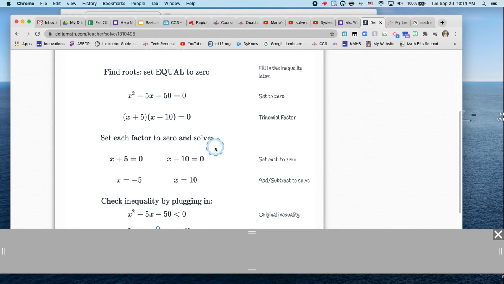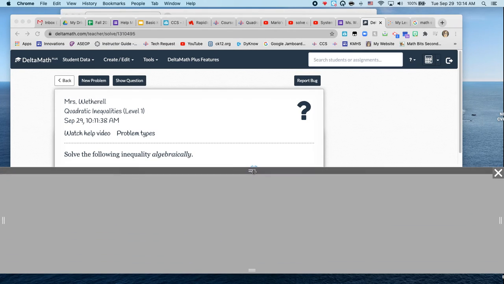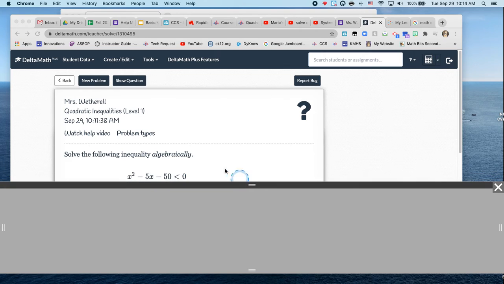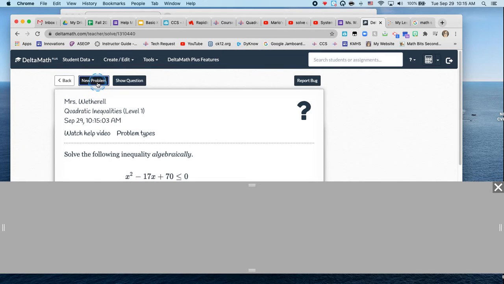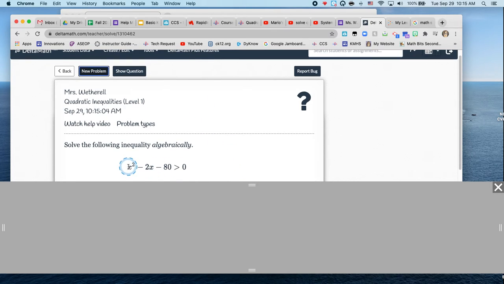I'm going to do one more here with you. So let's try another one. I'm going to get one that has a greater than symbol because it's going to be a little bit different. Okay, so let's look at this one. Here's my inequality. x squared minus 2x minus 80 is greater than 0.